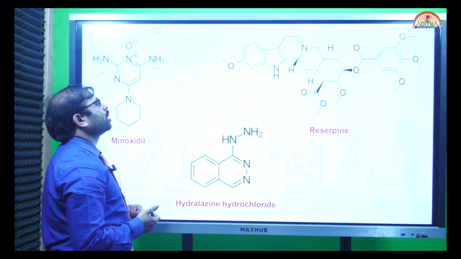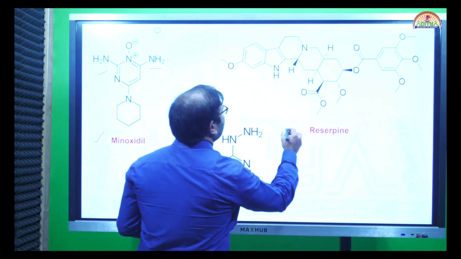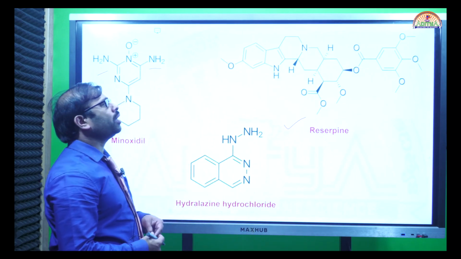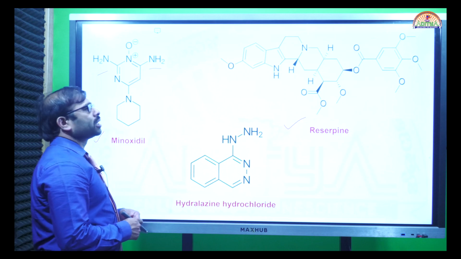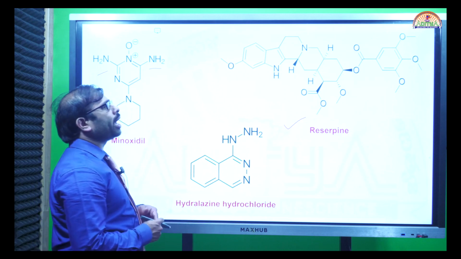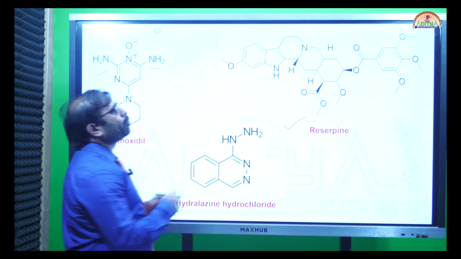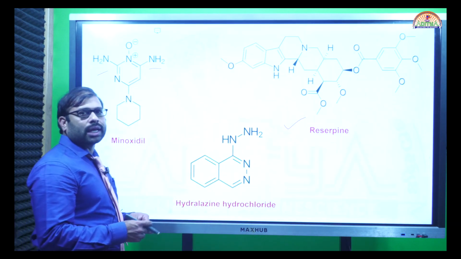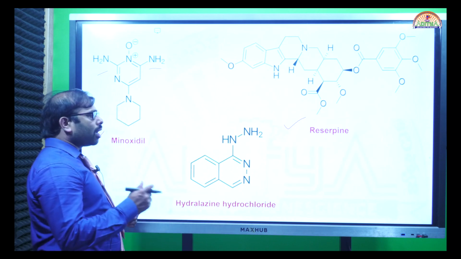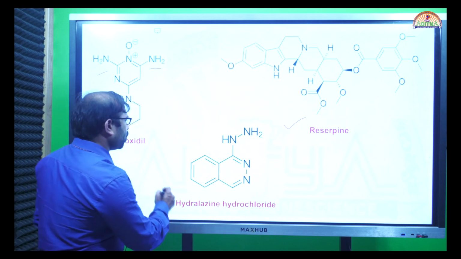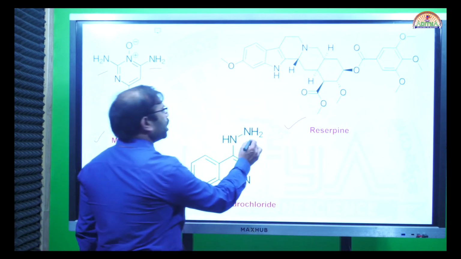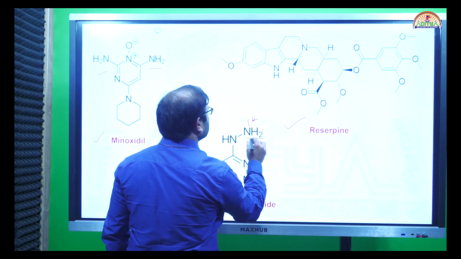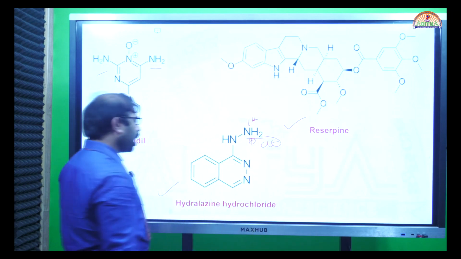Another molecule given is reserpine. Reserpine is a natural product that comes under the alkaloids, and it has very good antihypertensive activity. But reserpine has a somewhat complex structure because it is an alkaloid. The last compound given is hydralazine hydrochloride, where the amine exists in the form of a salt, NH3 plus followed by Cl minus.